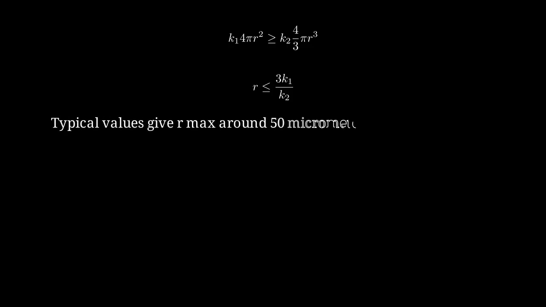When you plug in typical biological values for these constants, you get a maximum radius of about 50 micrometers, which matches real cell sizes remarkably well.